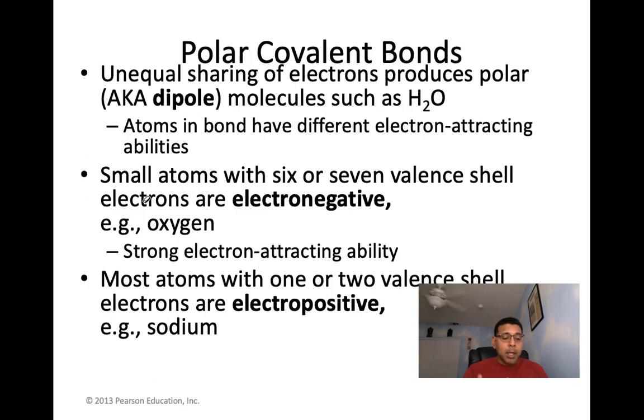Now, if the electrons are shared unequally, this creates polar molecules, or dipole molecules. Polar molecules are molecules in which you have unequal electron pair sharing taking place. It's unequal pair sharing because one atom attracts the electrons to its side, and this creates a net charge for that side.